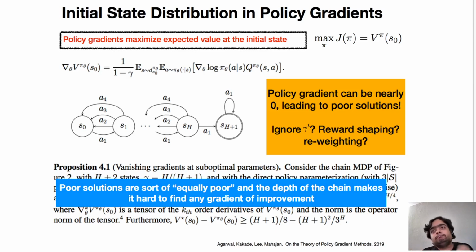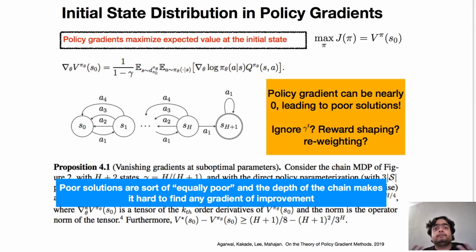Perhaps there are some ways to fix this problem. For instance, you might want to ignore the gamma to the t in policy gradients, or you might want to not use the discount factor to compute the Q function, because that may also make your exponential factor worse in this scenario. For every transition you take, you're discounting yourself by a factor of gamma, which is less than 1. So you might want to ignore that gamma to the t factor.